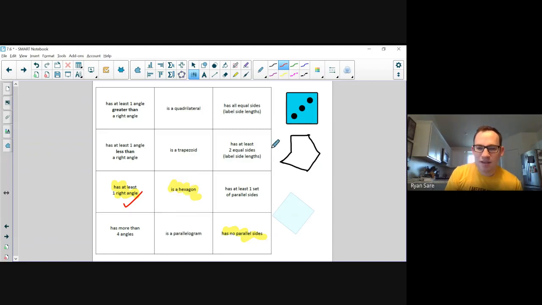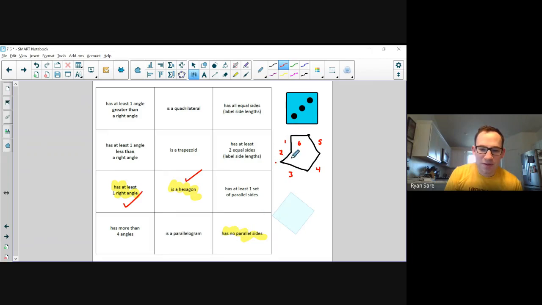Is it a hexagon? Let's count the number of sides. We've got 1, 2. My pen's fighting me. 2, 3, 4, 5, 6 sides. Well, let me draw on the outside. Okay, it's a hexagon. And now we have to check, does it have no parallel sides?